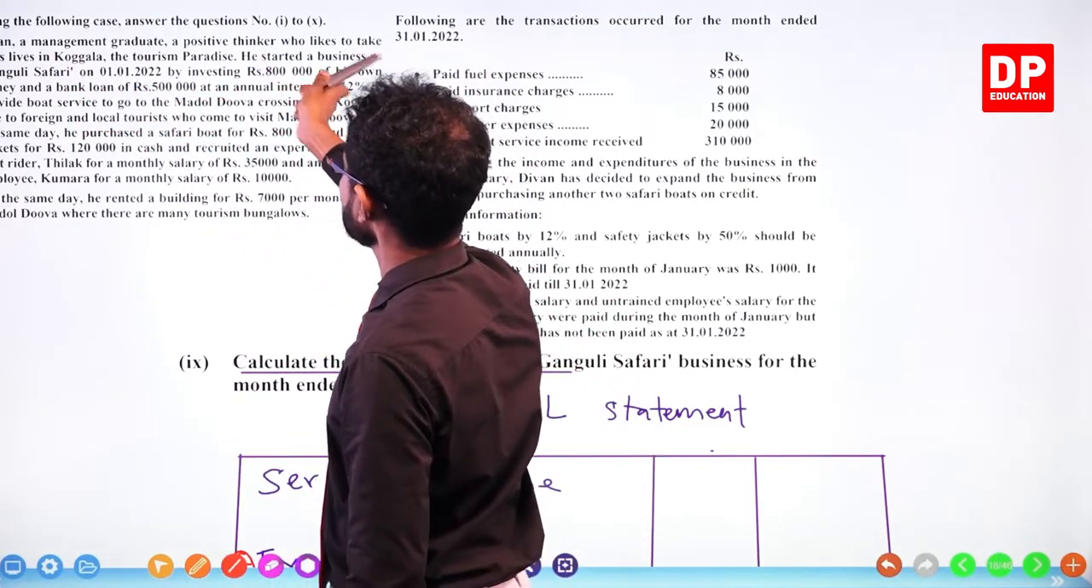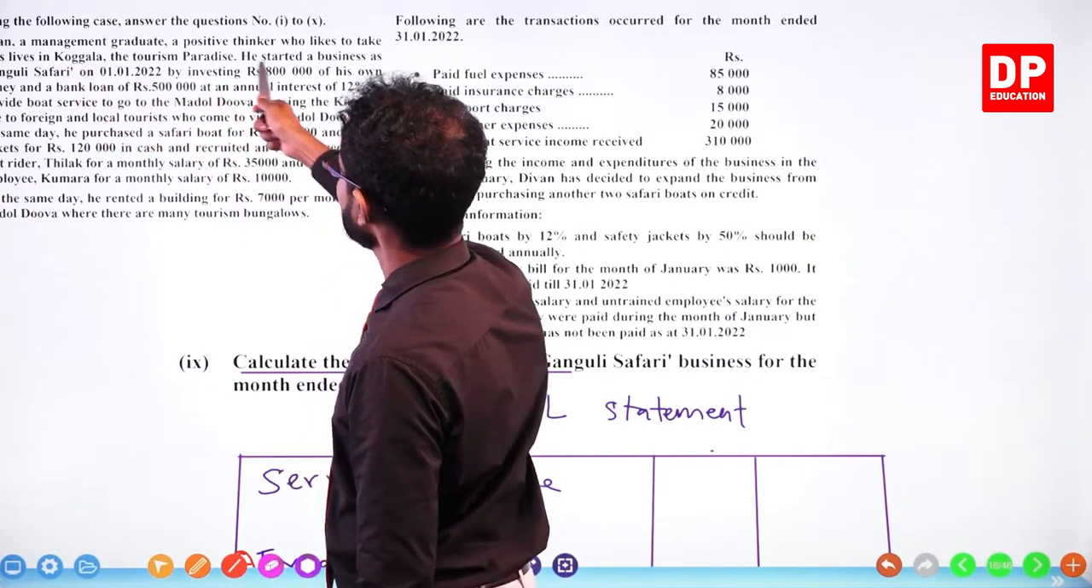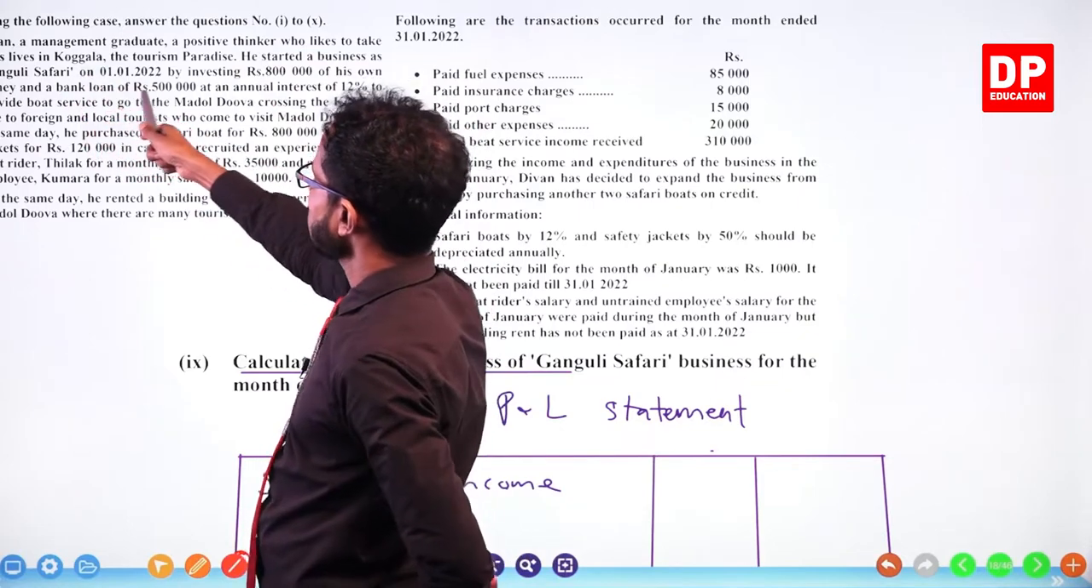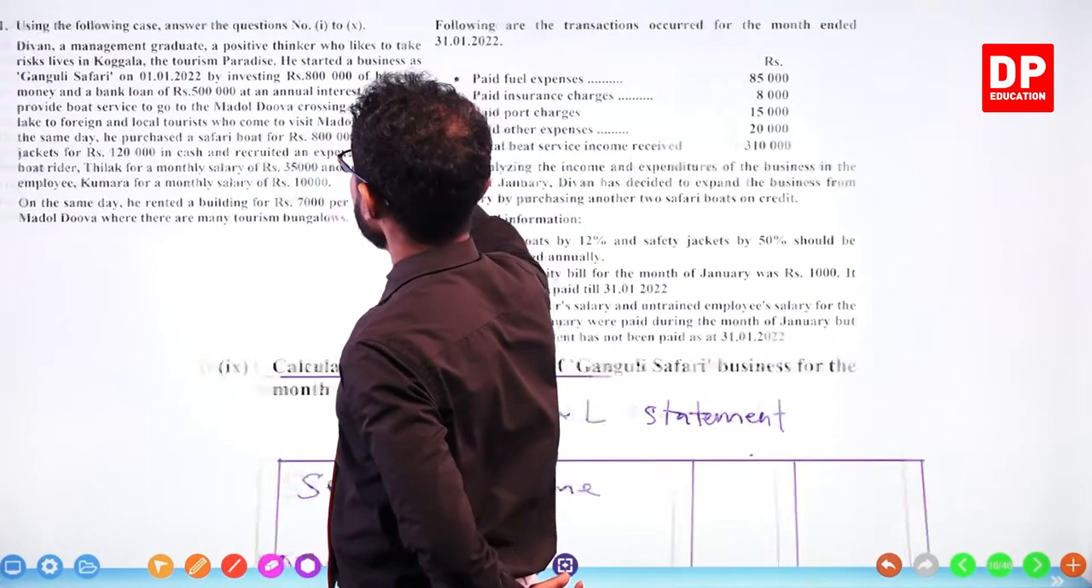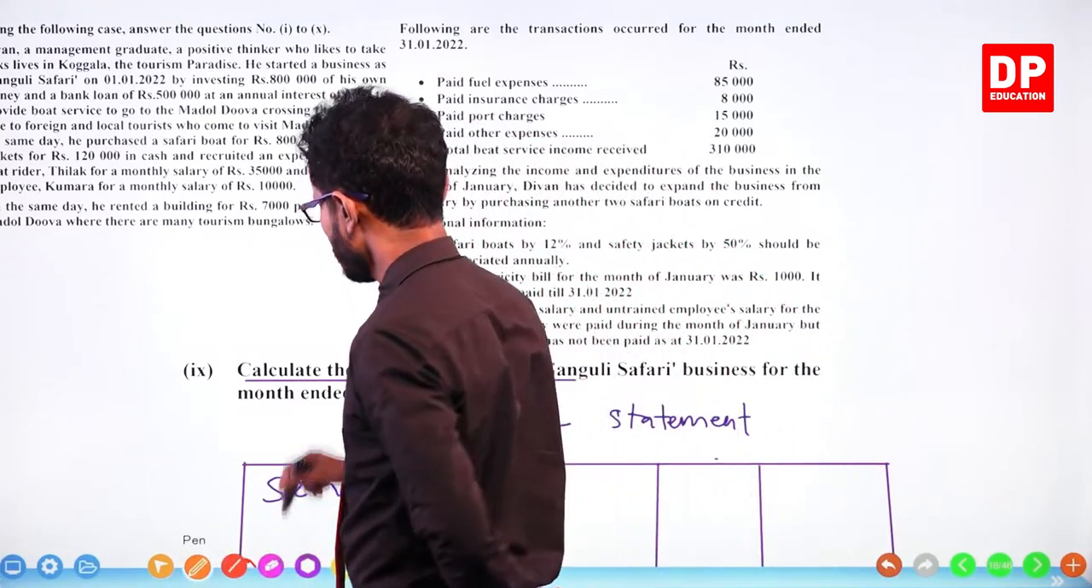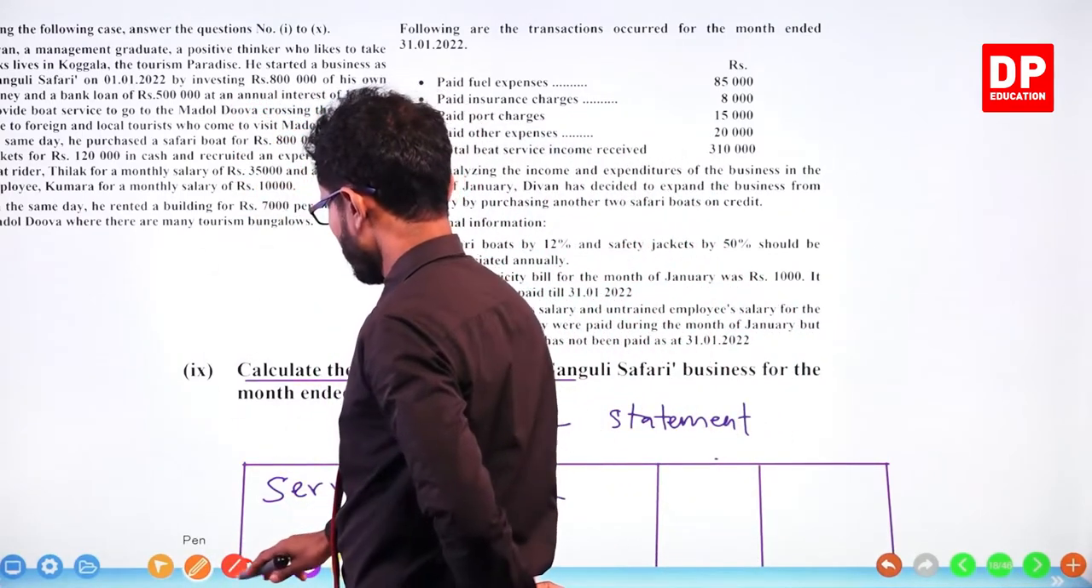Management graduate, positive thinker, lives in Kogala, started business, investing 800,000 own money, bank loan 500,000. Don't forget the bank loan interest. These things should be noticed. Bank loan interest.